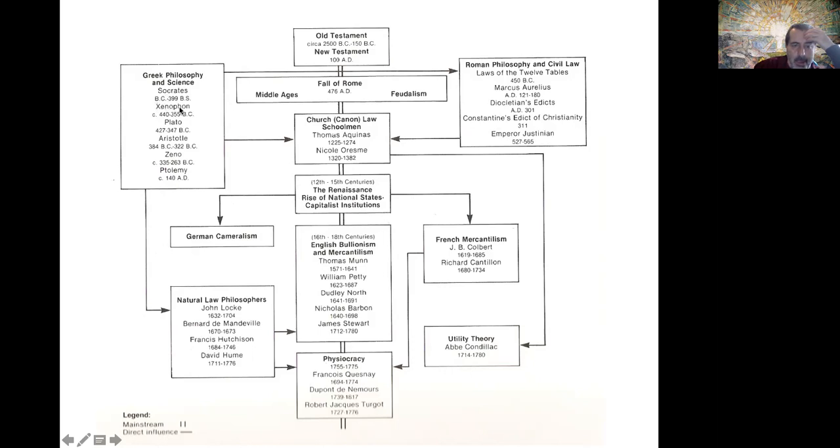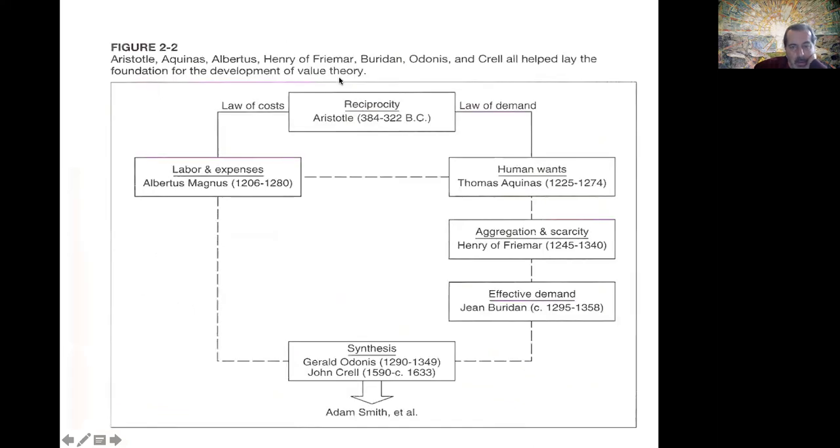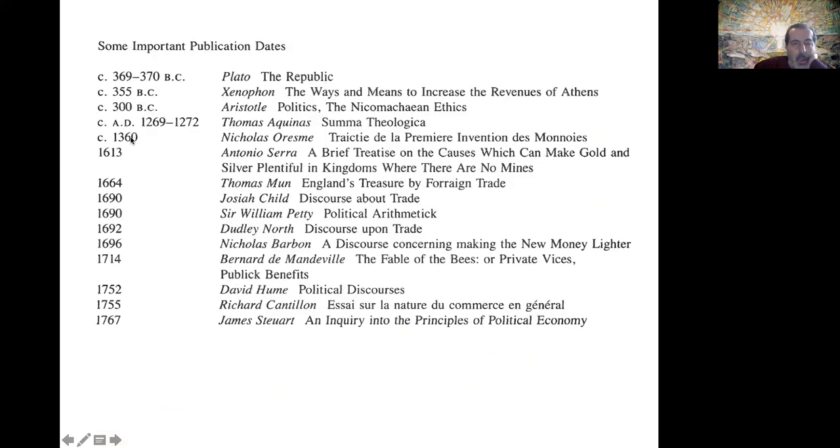So economics started somewhere here, right? And here is a more adequate list of the books that were published since the 18th century. The first one is Plato, The Republic, and Xenophon, The Ways and Means to Increase the Revenues of Athens, and with the oikos nomos, of course, he has a bunch of books actually. After retirement, he wrote books.